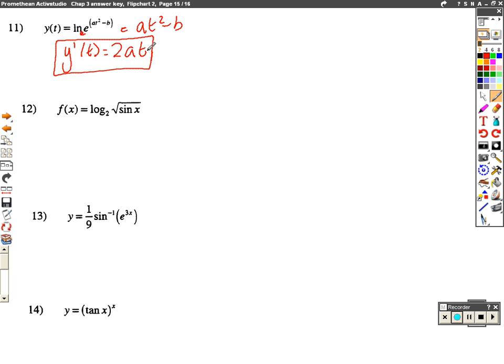Alright, f of x. We've got log in base 2 of root sine of x. Okay, I'm going to rewrite this as log in base 2 of sine of x to the 1/2 power, which allows me to take that 1/2 power, bump it down in front of the log, and it's 1/2 of log in base 2 of sine of x.